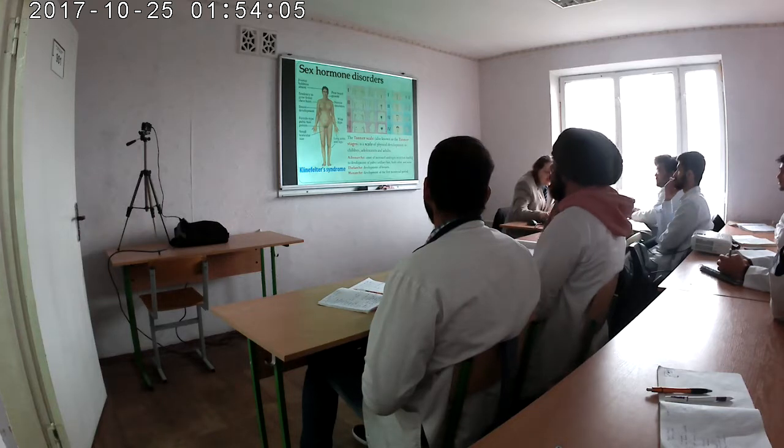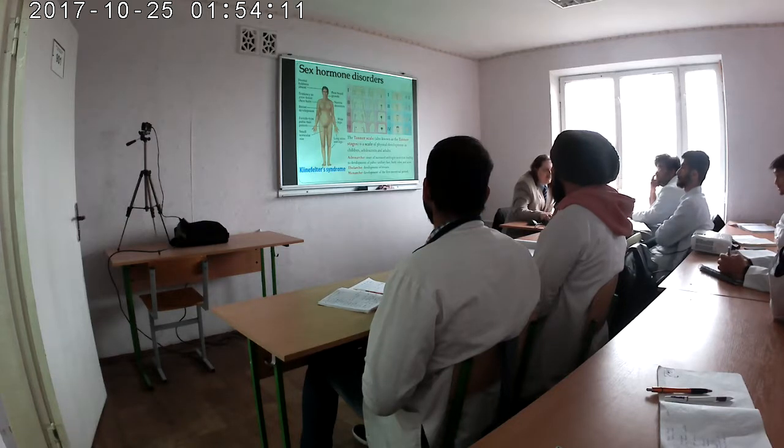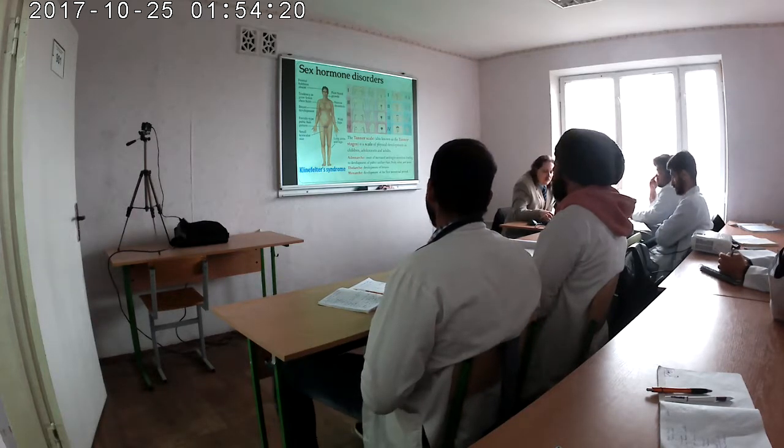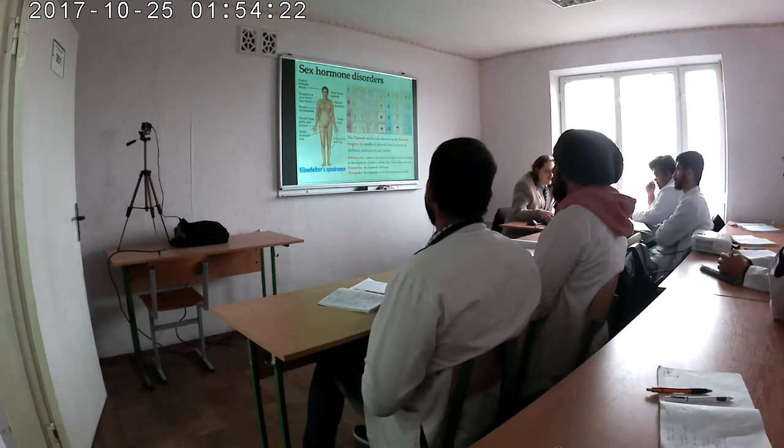Now, Turner syndrome is a phenotypical female. So although the karyotype is 45X0, the phenotype is female. Underdeveloped, we have hypogonadism, but it's female. For Klinefelter, the phenotype is male. The phenotype is male. We have female characteristics.